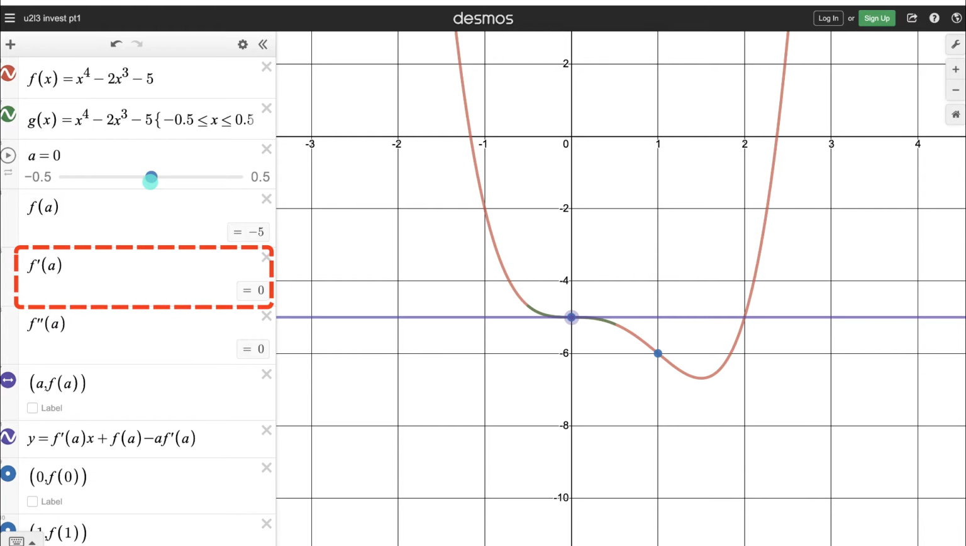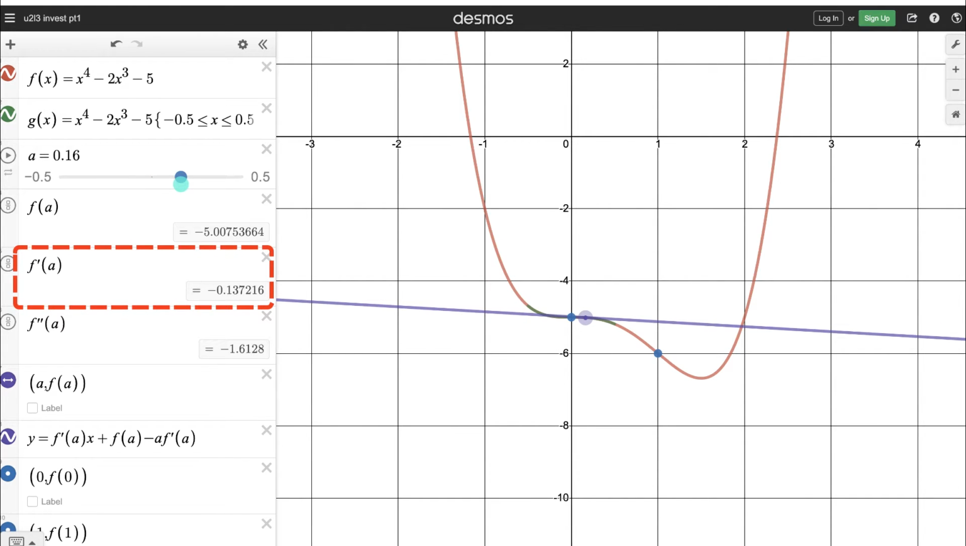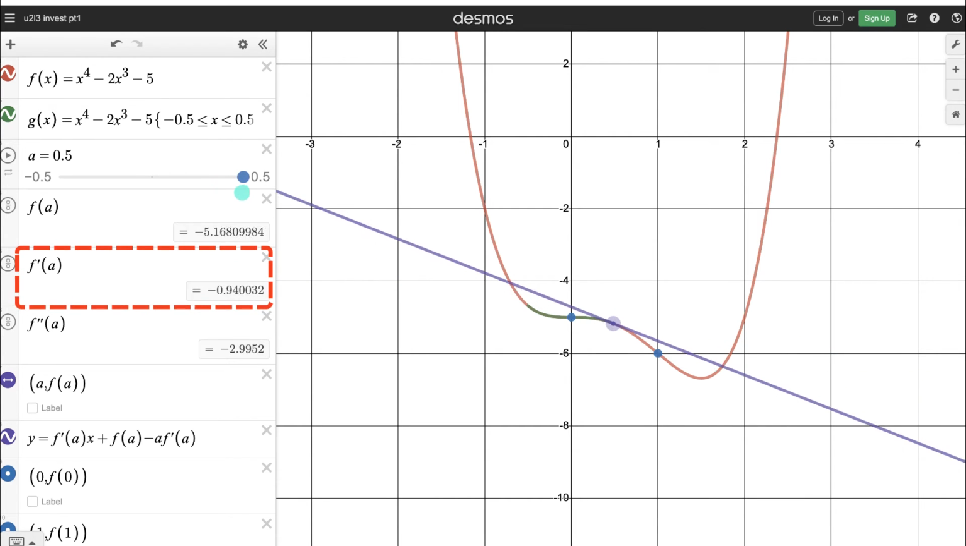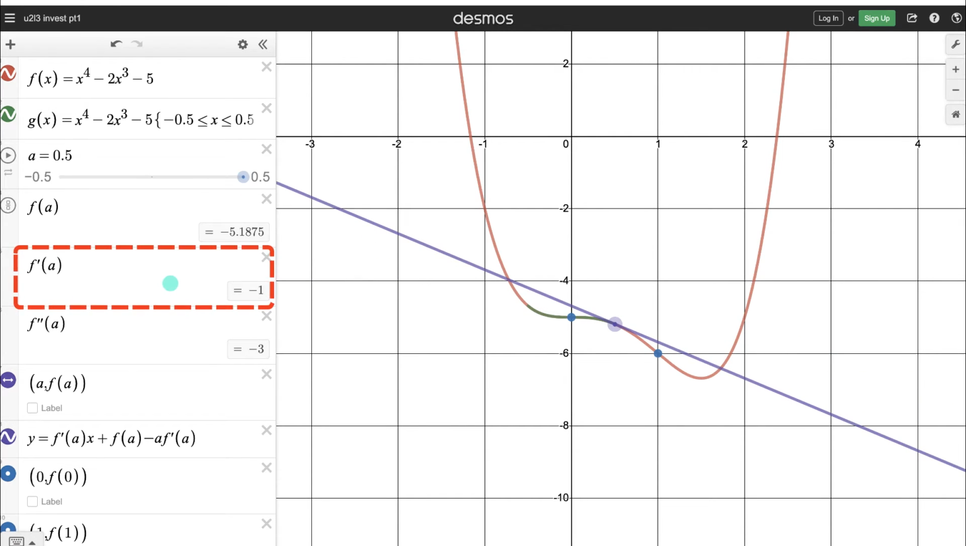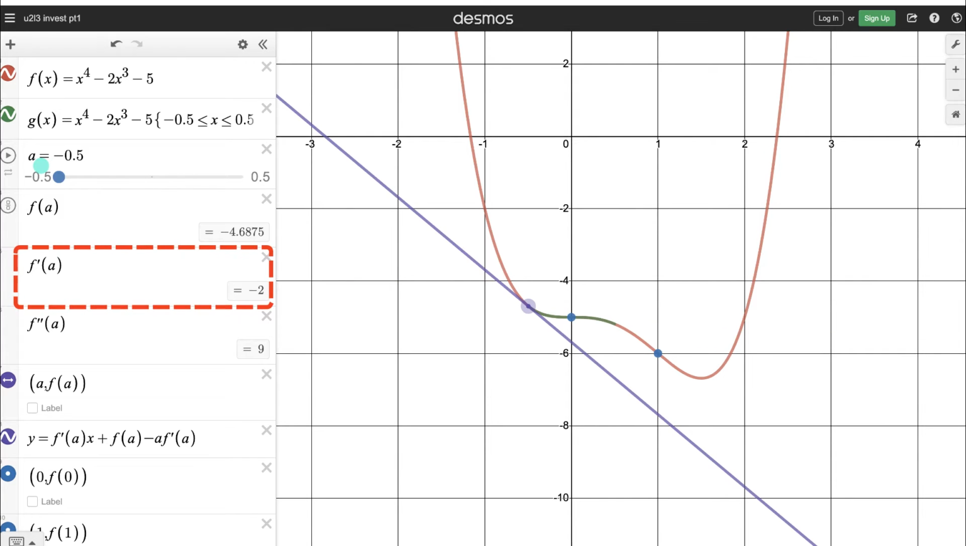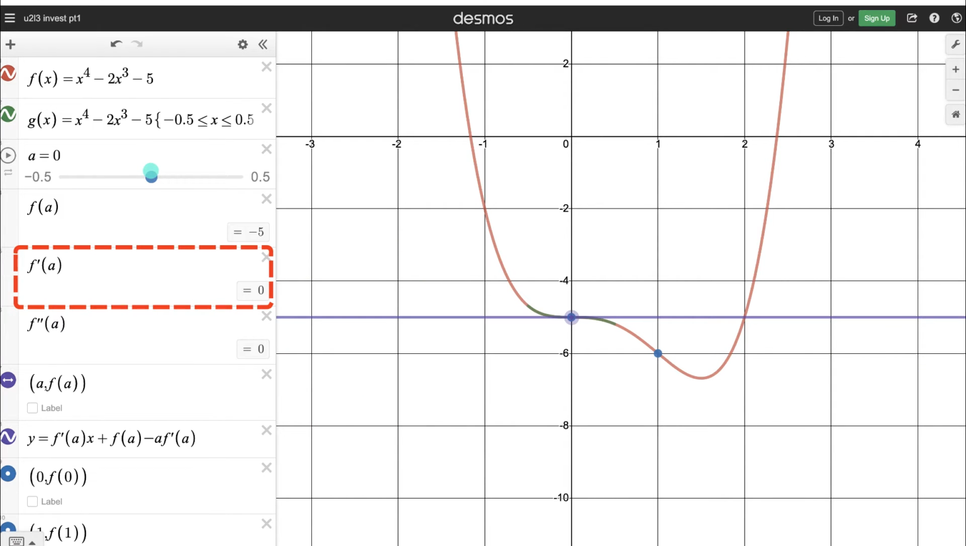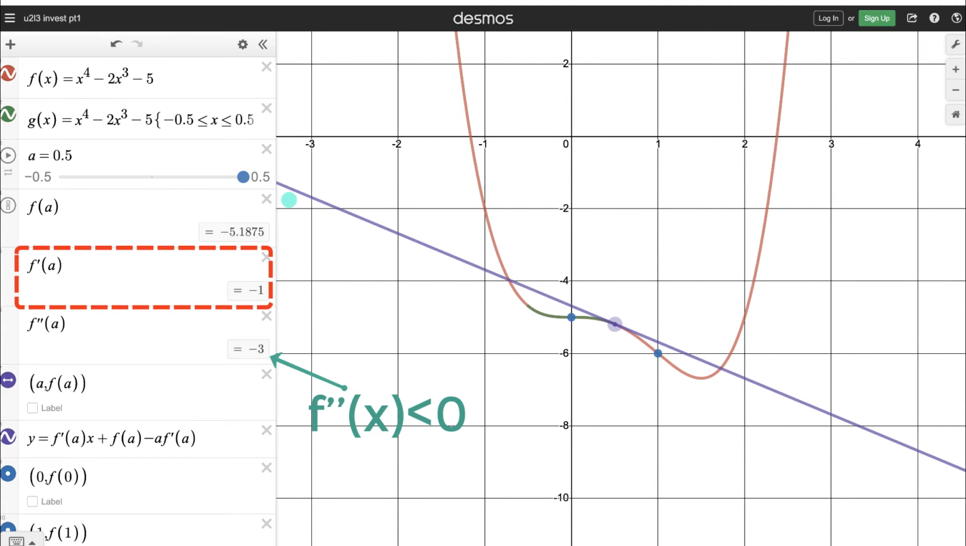It's not going to keep going up. The slope of the function is not going to go above 0. It's then going to start going back down. Goes to -0.1, -0.2, -0.3, all the way to -1. So the slope of the function between -0.5 and 0, the slope of the function was increasing. And then between 0 and 0.5, the slope of the function was decreasing.